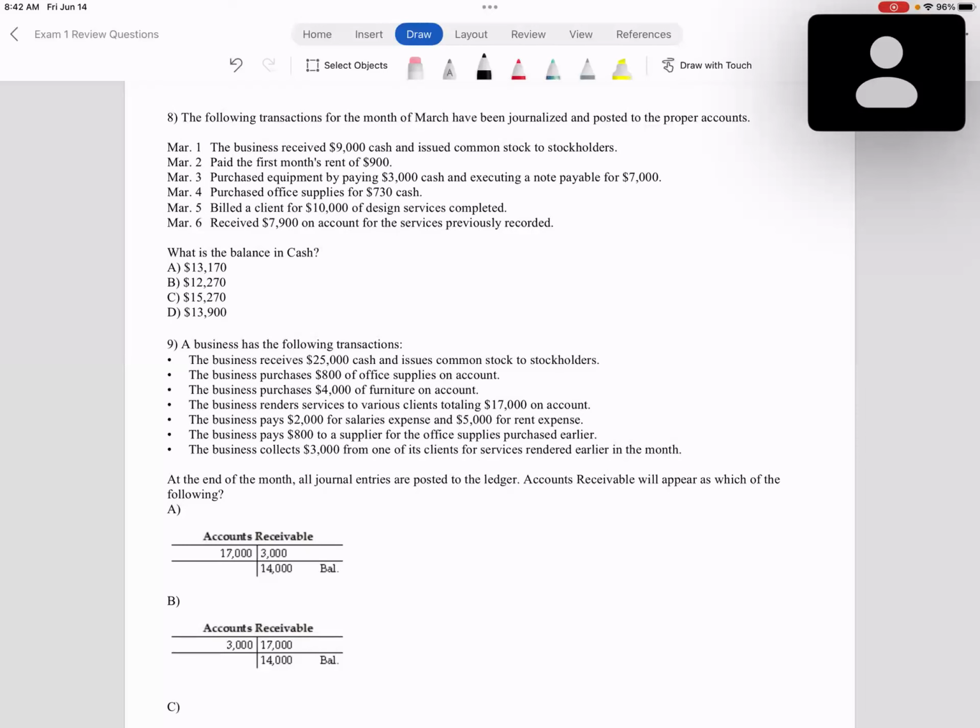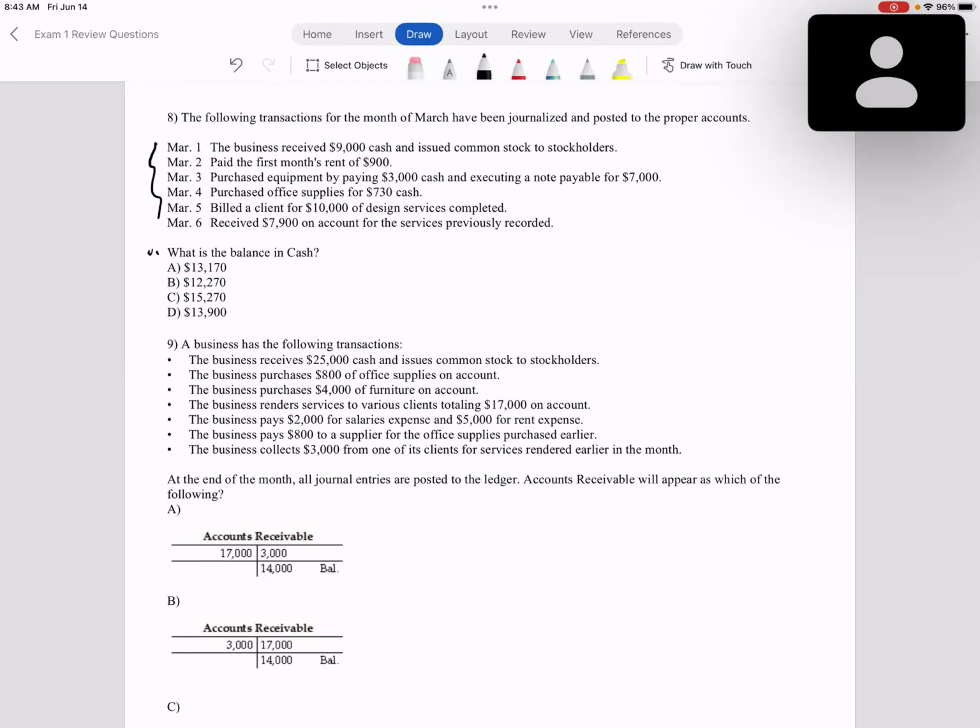Okay, next problem. Number 8. The following transactions for the month of March have been journalized and posted to the proper accounts. So the journal entries have been done and posted to the T accounts. Now it just wants to know, so I'm going to skip all this information and jump down to find out what it's actually asking. It's asking what the cash balance is.